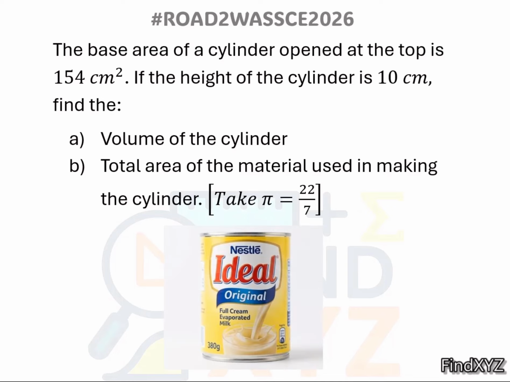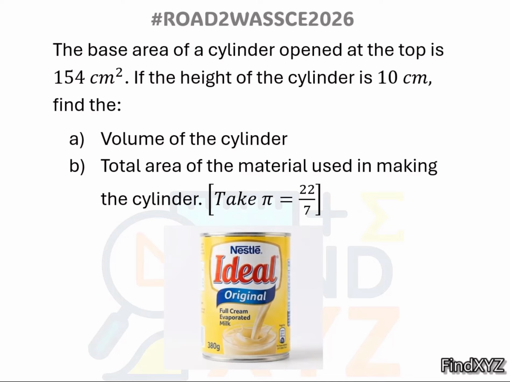So what we can do is that we know the curved side is 2 times pi. What is pi? Pi is 22/7 times the radius, which is 7, times the height of this cylinder, which was given as 10. Then 7 divides 7. Then we have 2 times 22. That will give us 44. 44 times 10. That will give us 440 centimeters squared. That is the area of the curved side.